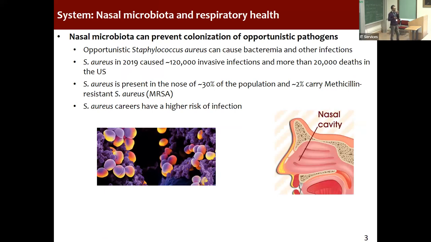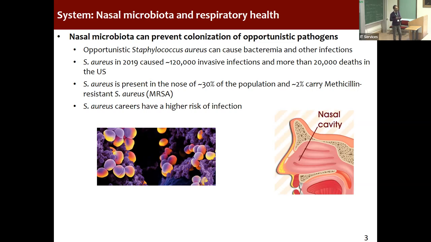So nasal microbiota, the reason we are interested in it is that it has very important implications for human health and respiratory health. And in particular, there is Staphylococcus aureus, one of the species commonly found in nasal microbiota, that is present in about 30% of the population, and even the antibiotic resistant version of it is present in many of the individuals in the population. And for most healthy individuals, they are not making any issues. They are just there like any other schmuck and not causing any damage.